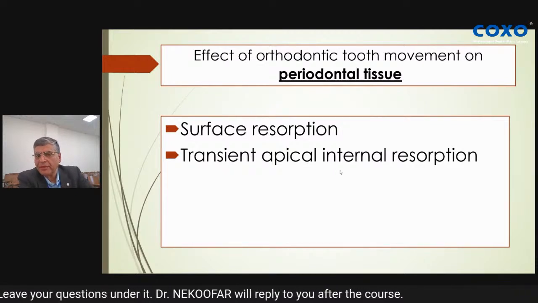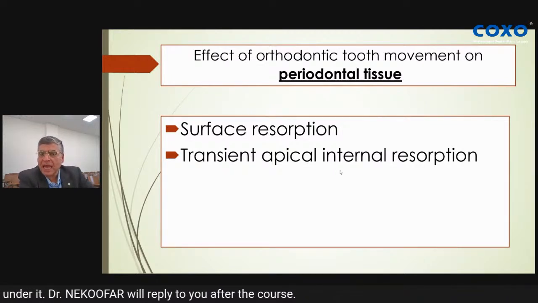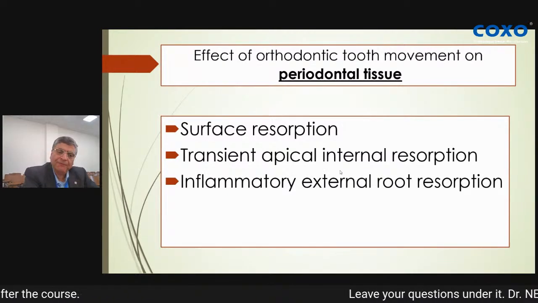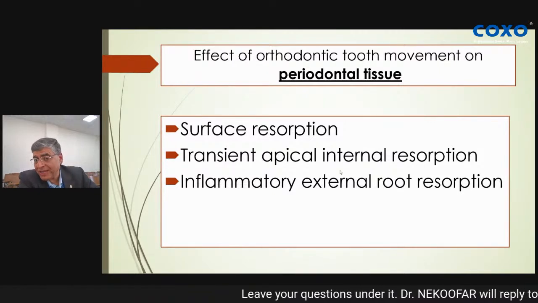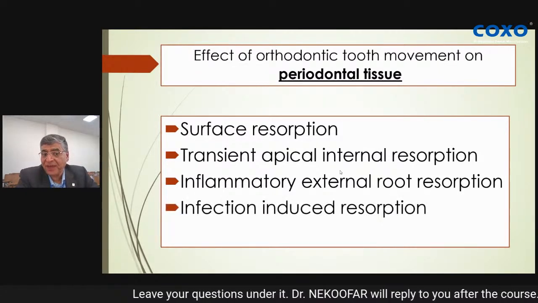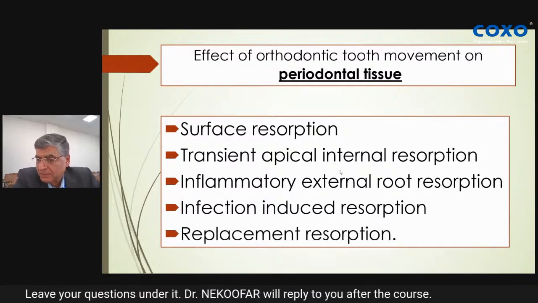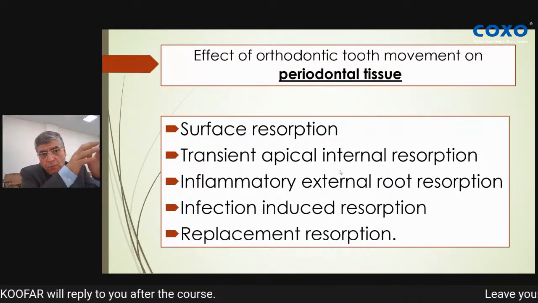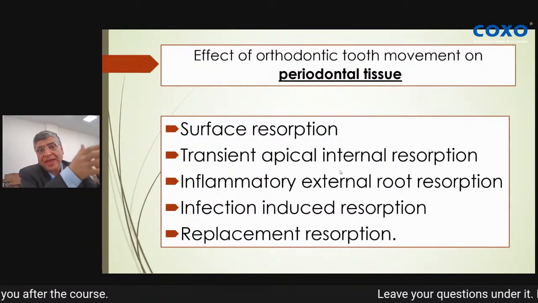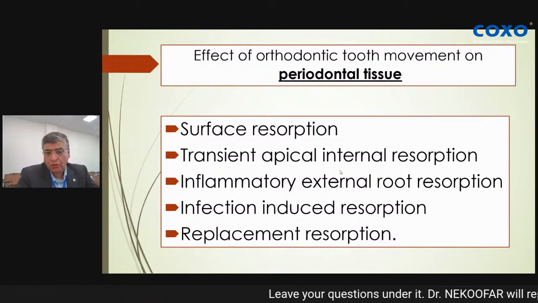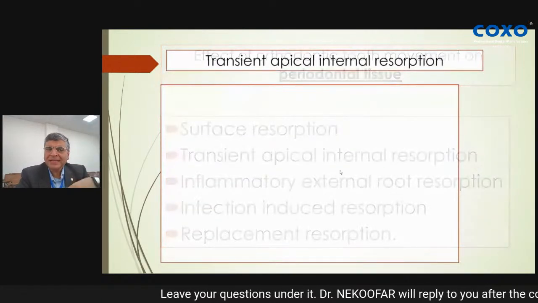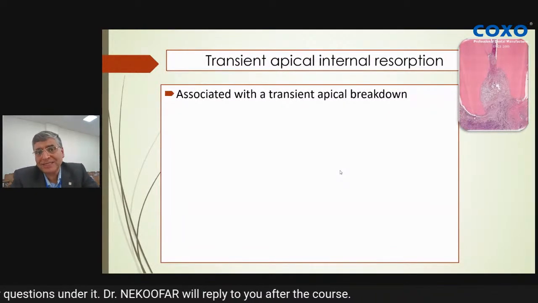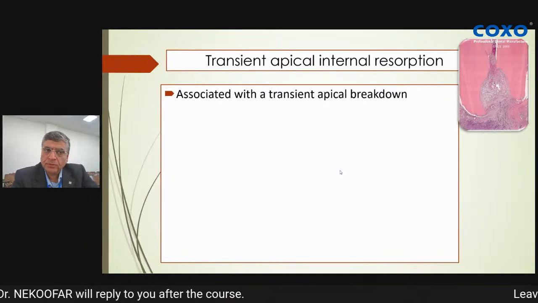But then it comes to another term, which is transient apical internal resorption. Let's have a look at that. If we go further, we may have inflammatory external resorption or infection-induced resorption or replacement resorption. So we have various kinds of resorption when the tooth is under the effect of orthodontic tooth movement.